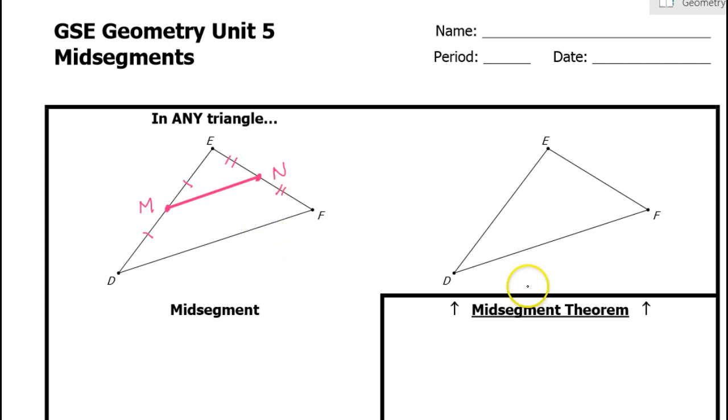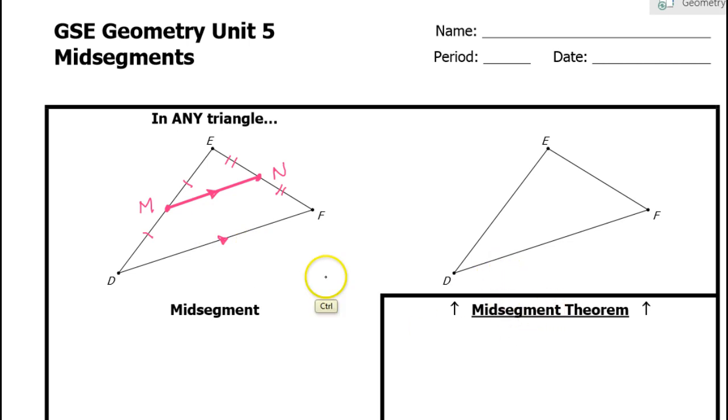Now, the Midsegment Theorem tells us two things. The midsegment is going to be parallel to one side of the triangle. So this midsegment, I could draw an arrow here to show that it is parallel to this side of the triangle. So these two segments are parallel.